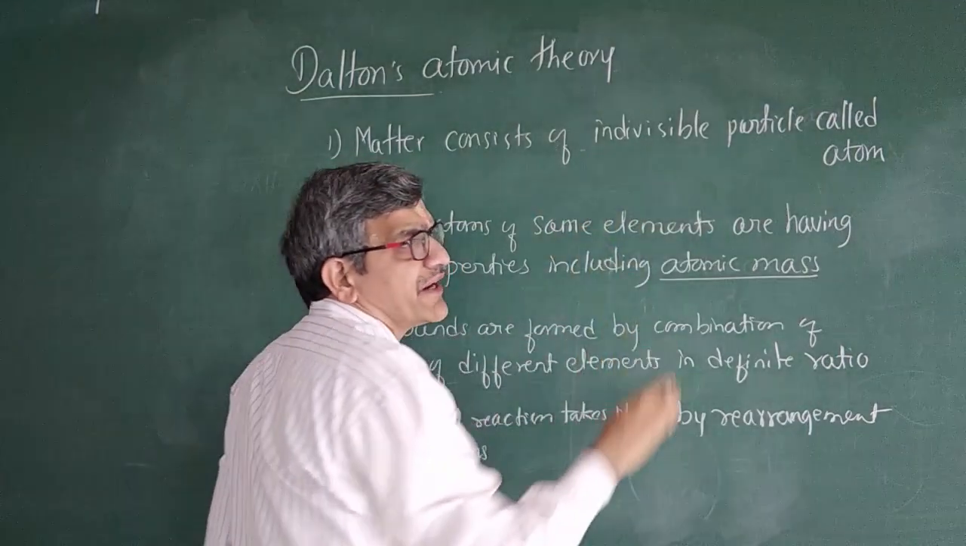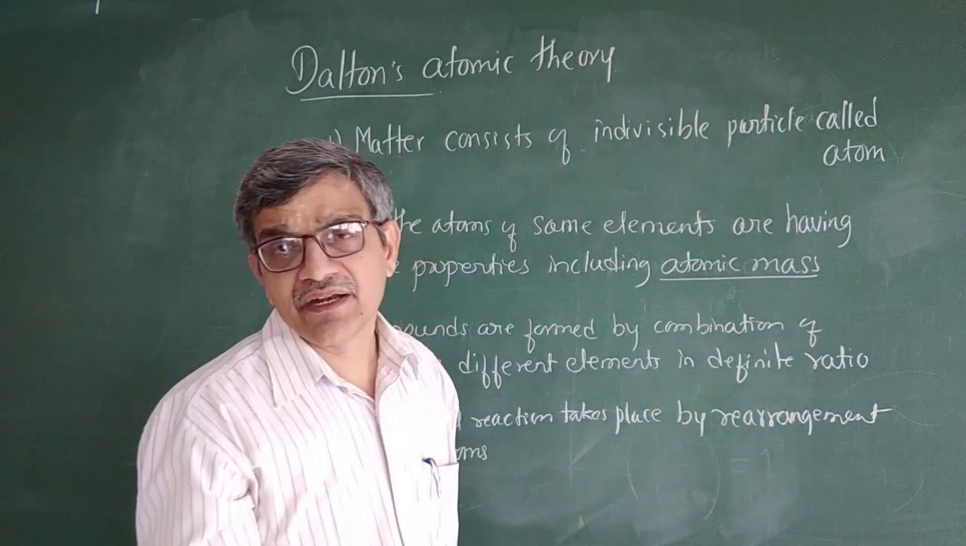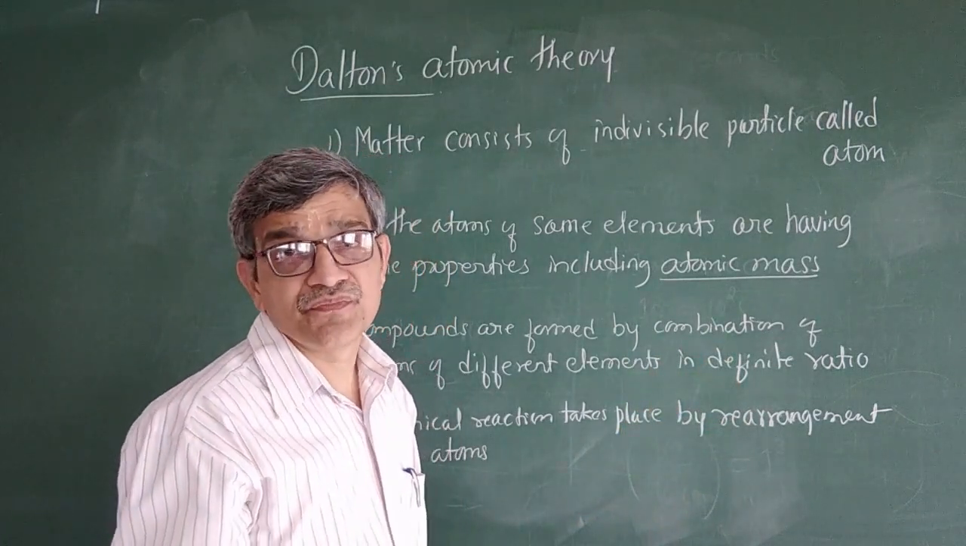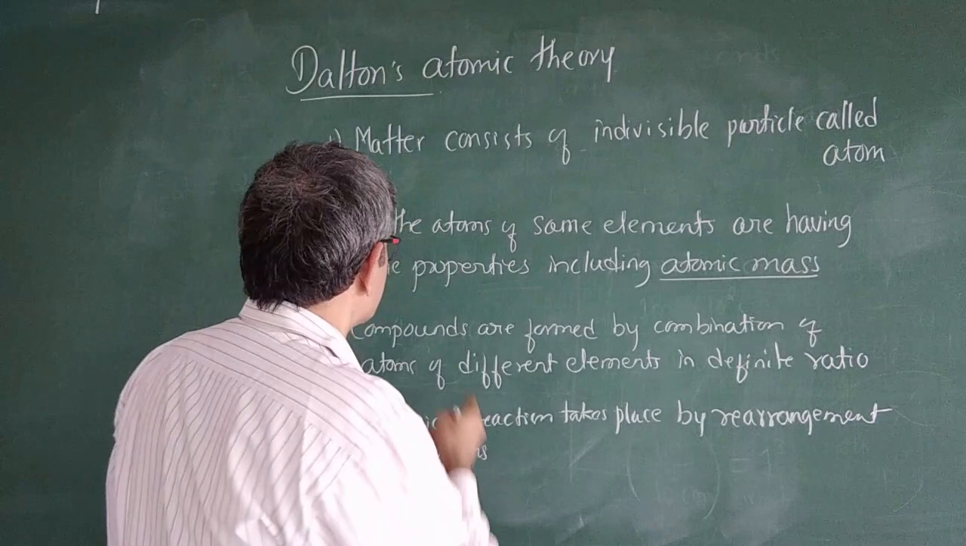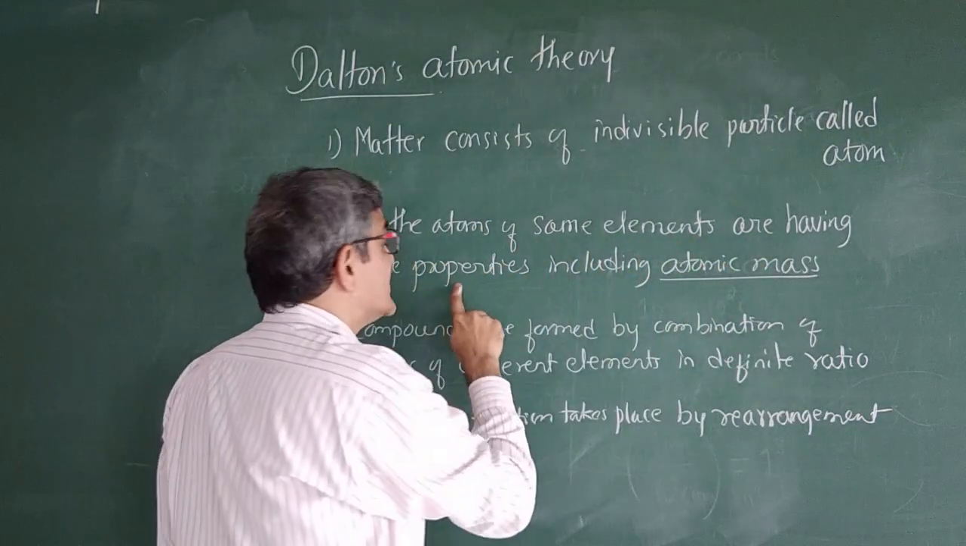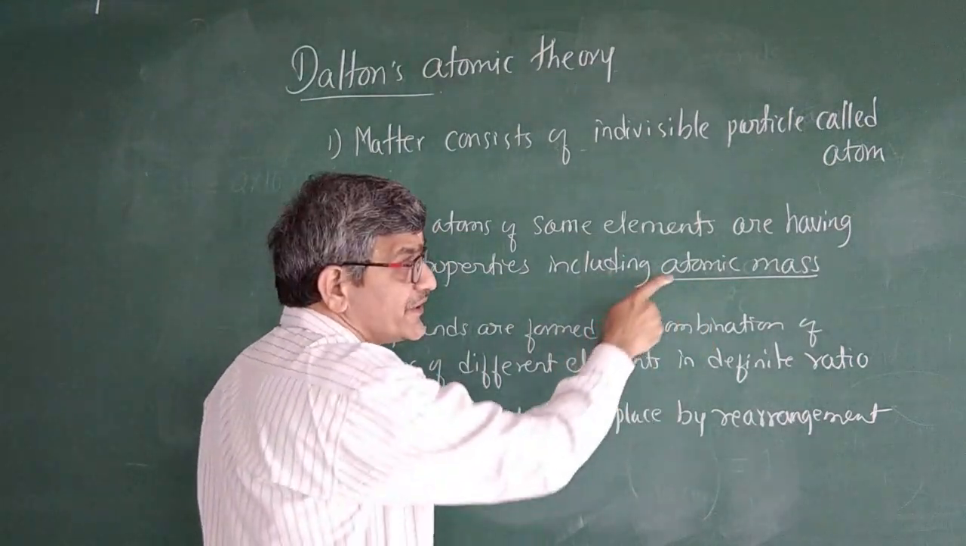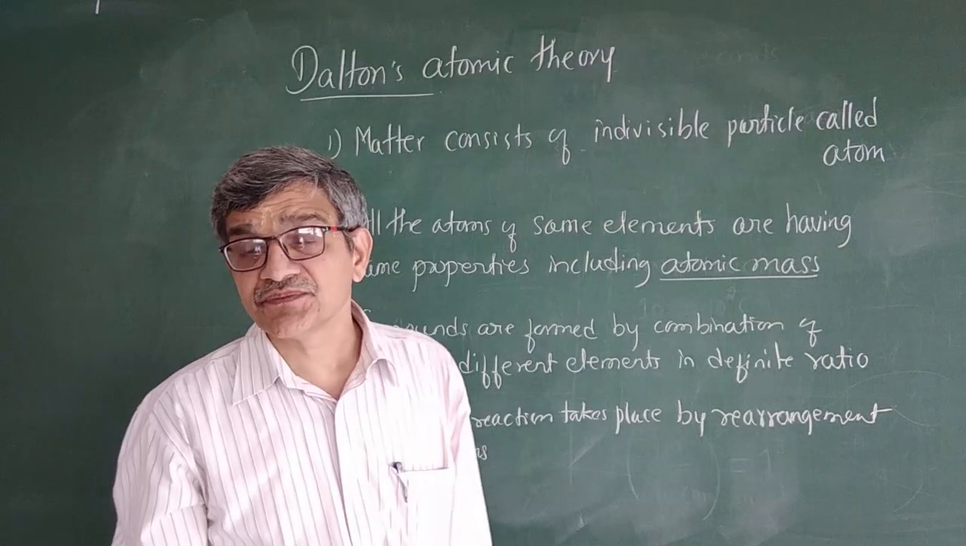Indivisible, it cannot be divided. They said an atom cannot be divided. But atom can be divided as proton, neutron and electron. It can be done this way. So same way, all the atoms of the same element are having the same properties including atomic mass. But nowadays we are studying isotopes.